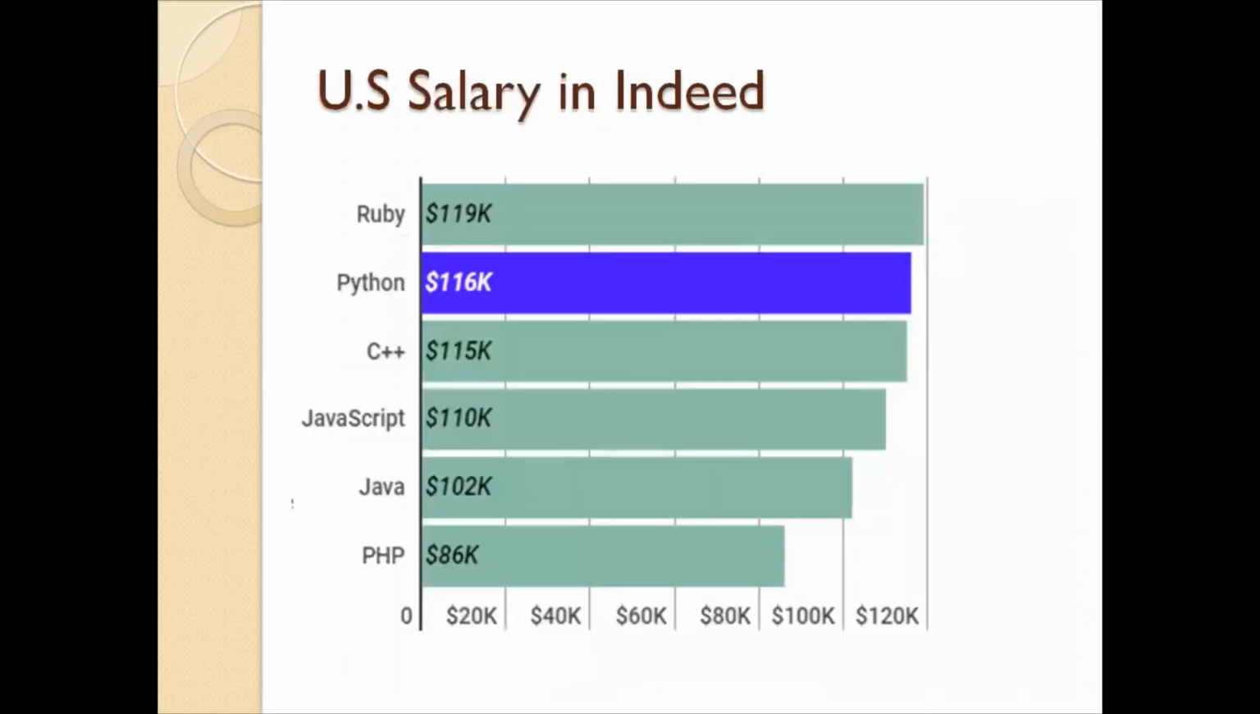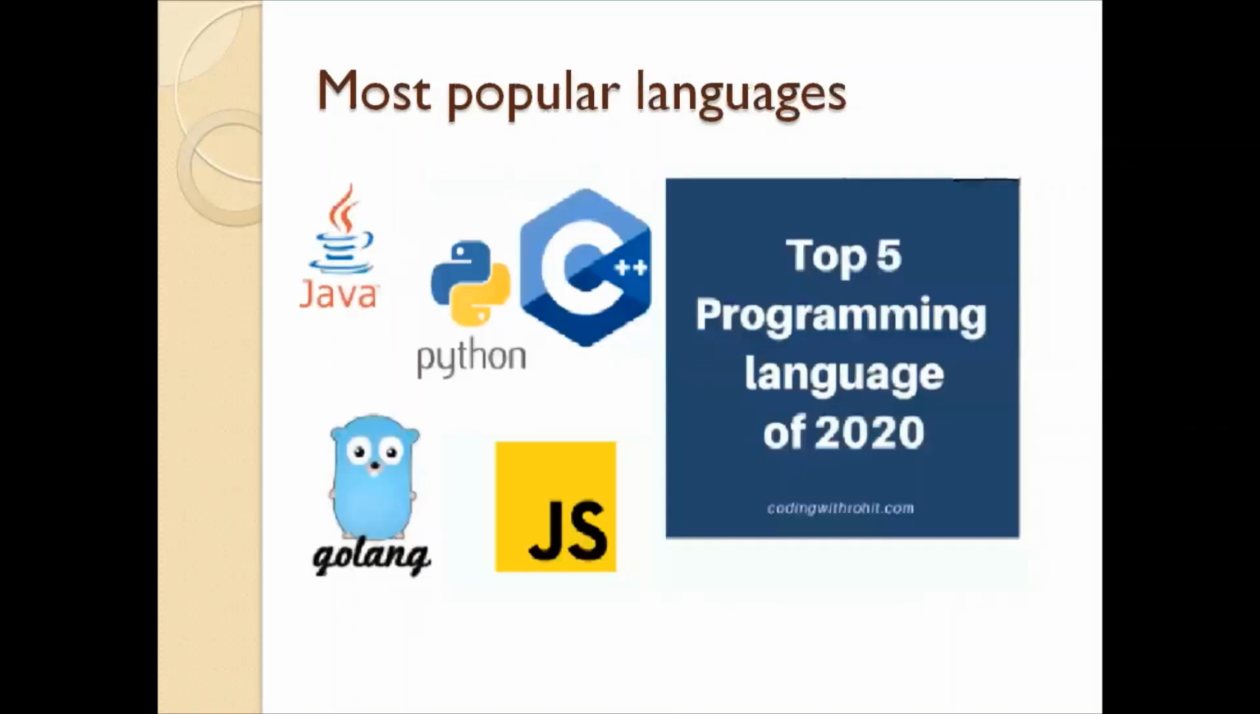Now, US salary as per Indeed: Python is having second place. Ruby is having first place and Python is having second place. Other languages are also there. Now, most popular languages as per 2020: Java, Python, C++, JavaScript, Golang. They are the most popular programming languages, the top 5 we can say.